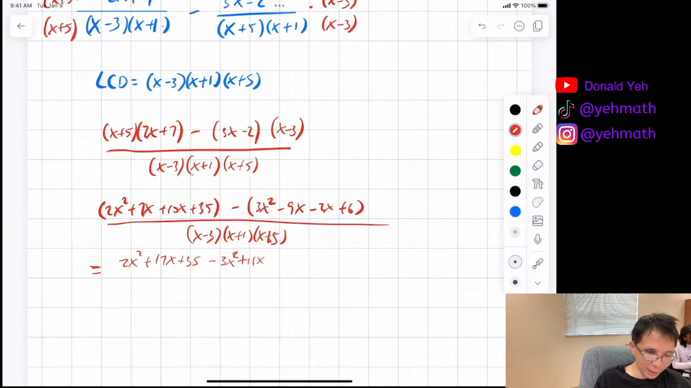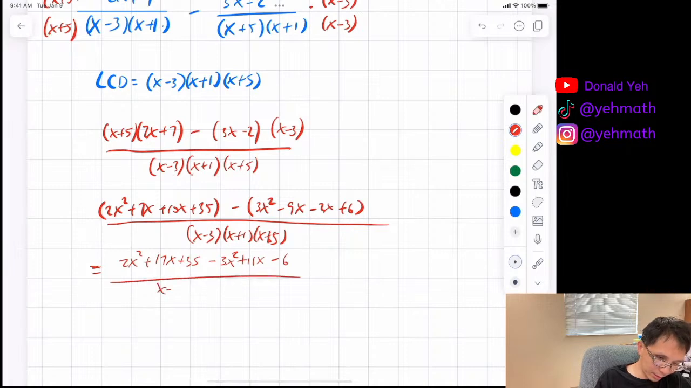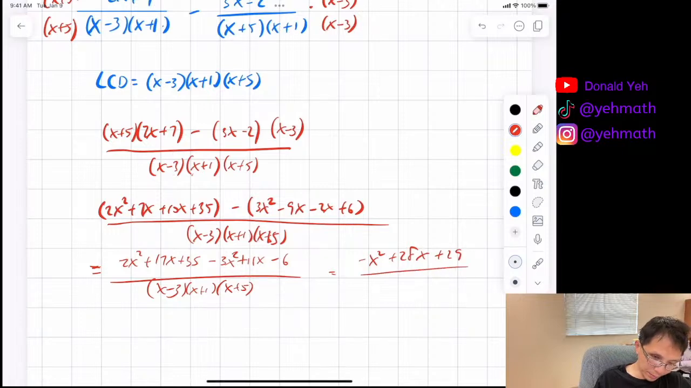I add like terms first and then distribute the negative sign. So that ends up to be minus 6 over x minus 3, x plus 1, x plus 5. So now it's going to be negative x squared plus 28x, I think, plus 29. And this might be able to factor, but I don't really care.